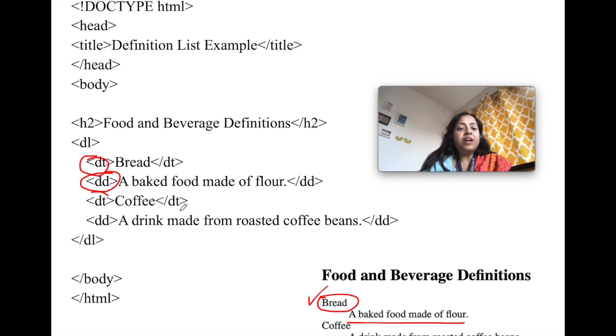Again, you can see one more term here, that is coffee. And what is the description of that particular term? A drink made from roasted coffee beans. So that is slightly indented towards the right hand side. So these are the three lists which we have discussed today.